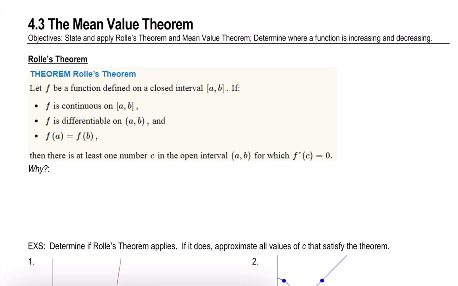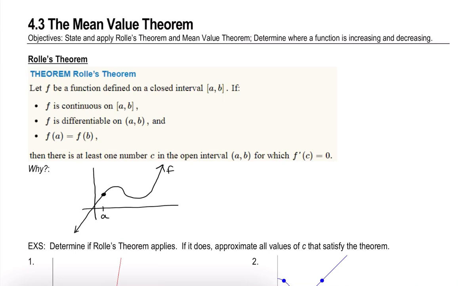It says let f be a function defined on a closed interval from a to b. So I'm just going to draw some nice, maybe polynomial function, whatever it might be here. This is going to be my f, and I need some interval in here from a to b. So let's say this is starting over here at a. And then let's read through our criteria here.